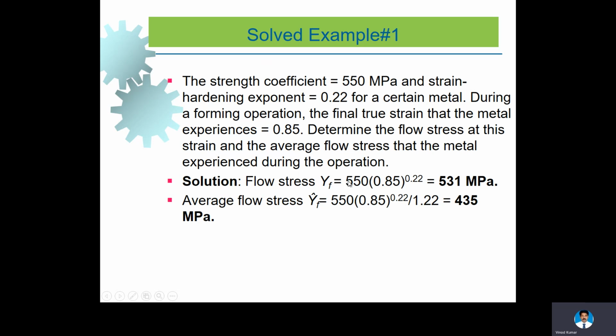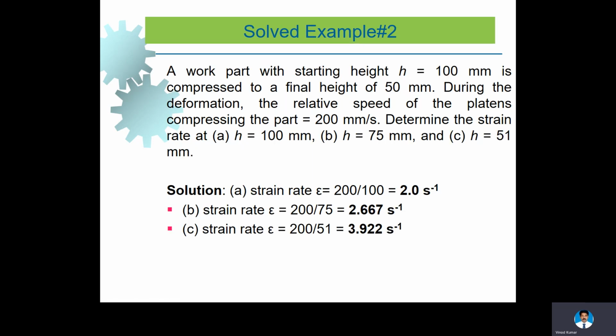Instantaneous flow stress, that is Yf, is equal to K epsilon raised to n. K is given as 550, epsilon is 0.85 and n is 0.22. We get the instantaneous flow stress from these parameters, and we can calculate the average flow stress, which is Yf equal to K epsilon raised to n over 1 plus n. When we apply it, we get 435 megapascals.